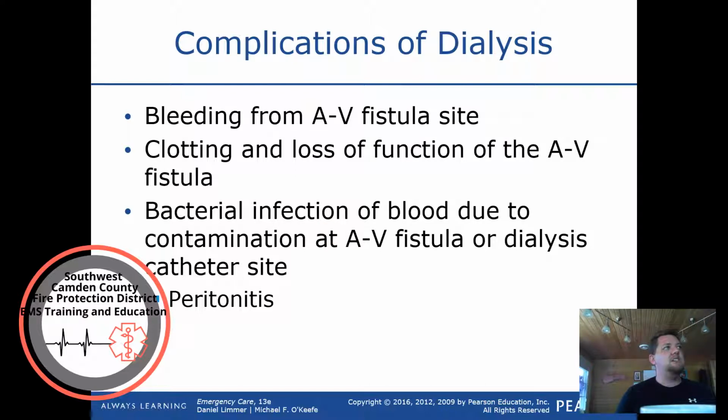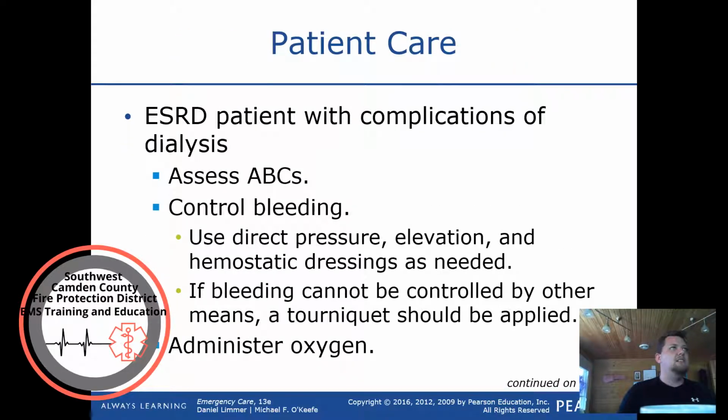So complications of dialysis: bleeding from the AV fistula site, clotting and loss of function of the AV fistula, bacterial infection of blood due to contamination at the AV fistula or dialysis catheter site. In dealing with complications of dialysis, we're going to assess their ABCs, control bleeding, use direct pressure, elevation, and hemostatic dressings as needed. If the bleeding cannot be controlled by other means, a tourniquet should be applied.